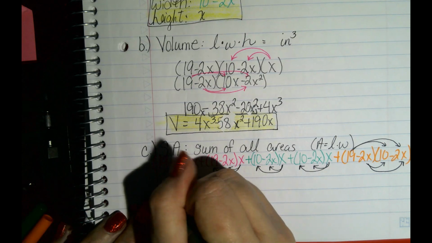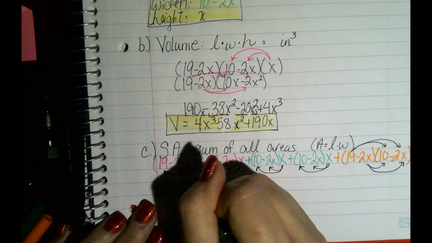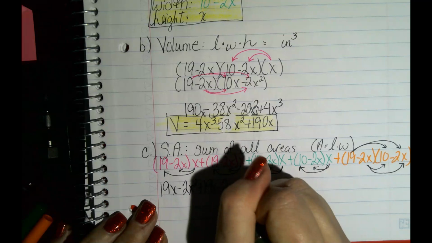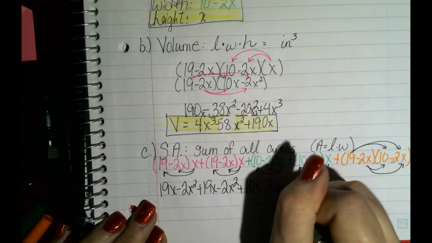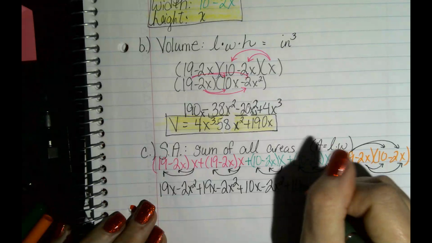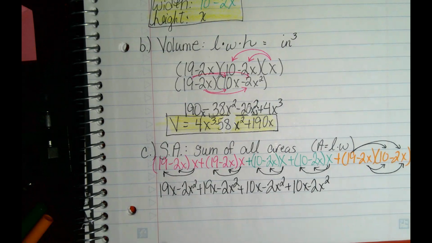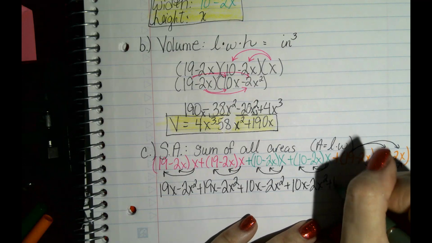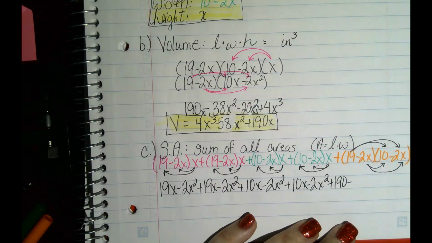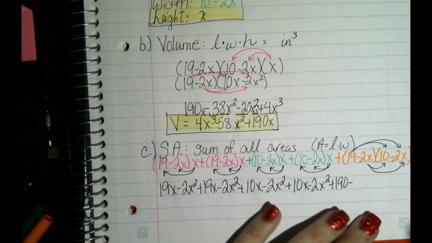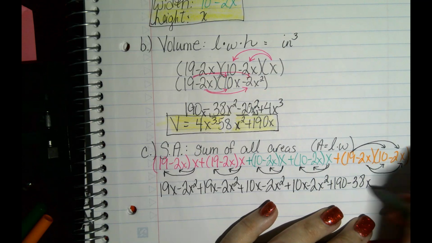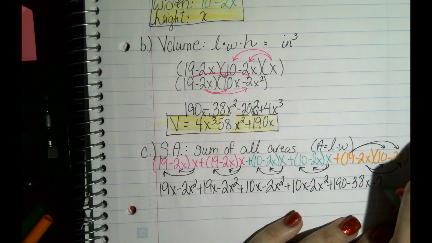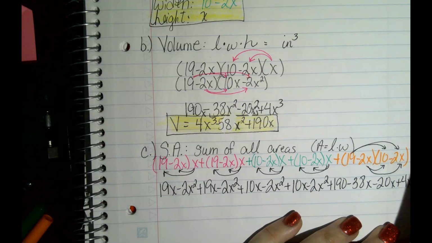Okay, so 19x minus 2x squared plus 19x minus 2x squared plus 10x minus 2x squared plus 10x minus 2x squared. Now I'm going to do my over, under. 190 minus, I forgot what 19 times 2 is. Keeping the sign, that's a negative 2, so 19 times negative 2 is negative 38. Keep the x. Now underneath, negative 20x plus 4x squared.